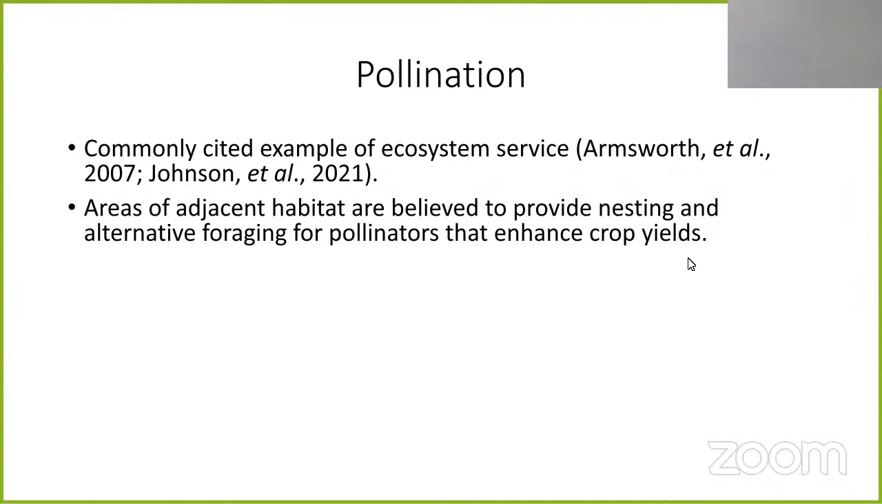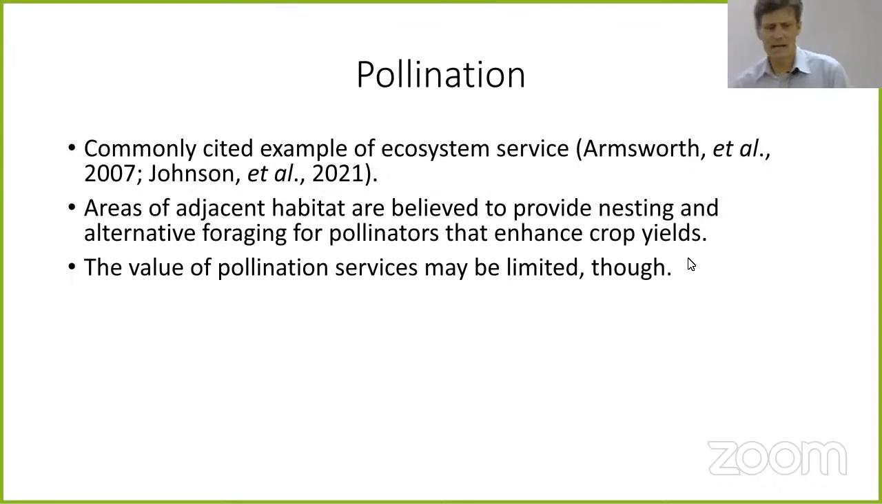Why is maintaining natural habitat important? Because the pollinating organisms, the birds, bats, bees, and butterflies, four B's of pollination, I guess. They may need nesting and alternative foraging habitat, as well as escape from predators during periods in which they're not actively going out and pollinating food crops.